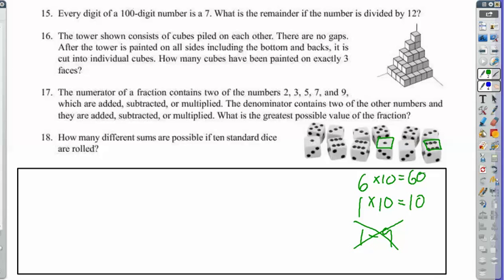Well, if there are 60 total numbers and I've eliminated 9 of them, that means 60 minus 9 is going to give me 51.